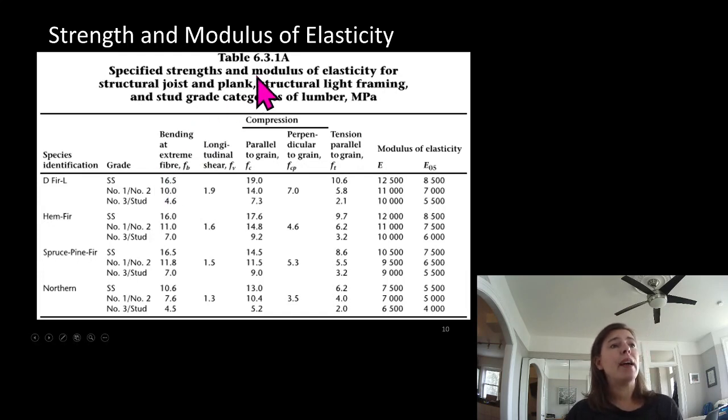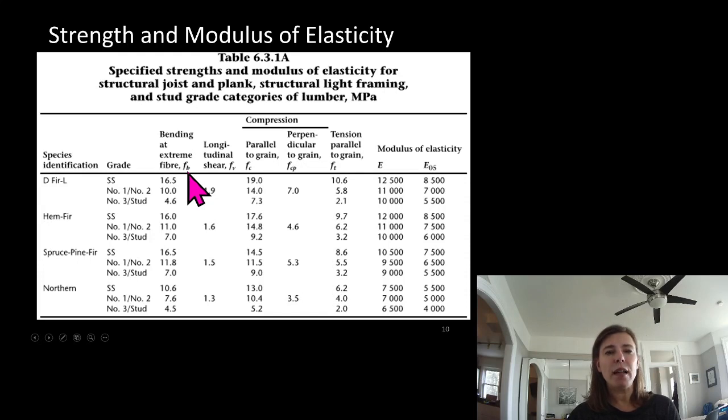So you can see here that this is a grade category for structural joist and plank, structural light framing, and stud grade categories of lumber. And then down here, we've got our species identification. Here we've got our grade, so SS is select structural, number 1 or number 2, number 3 or stud. And then look at this, FB.